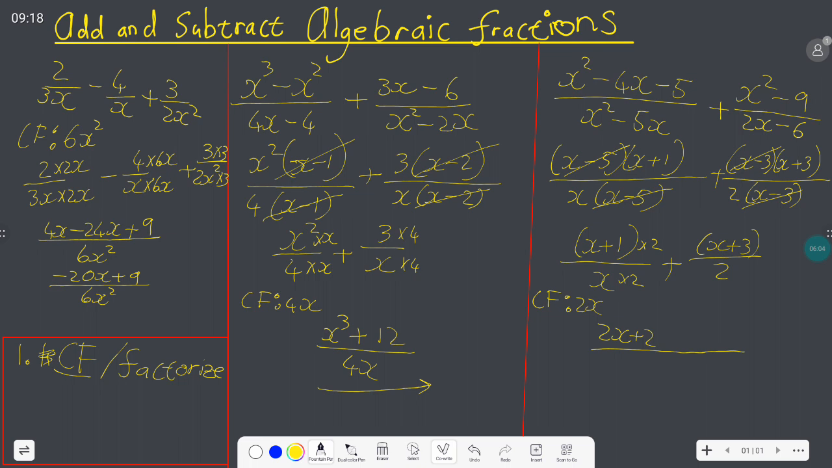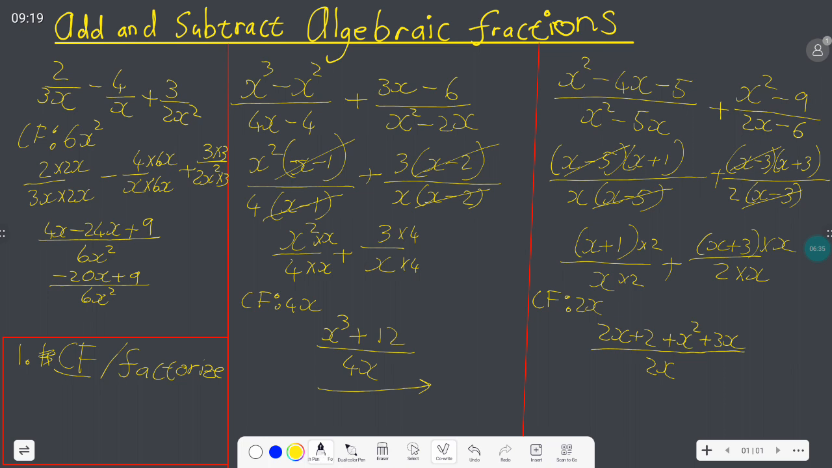Oh, all of them will be over 2x. And what must multiply on the other side? X. So I'm going to have plus, since that positive carries over, x squared plus 3x. How do we get those values? Simply by saying both of these must multiply by x.